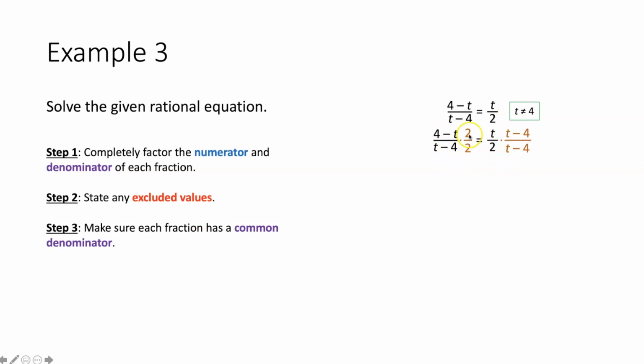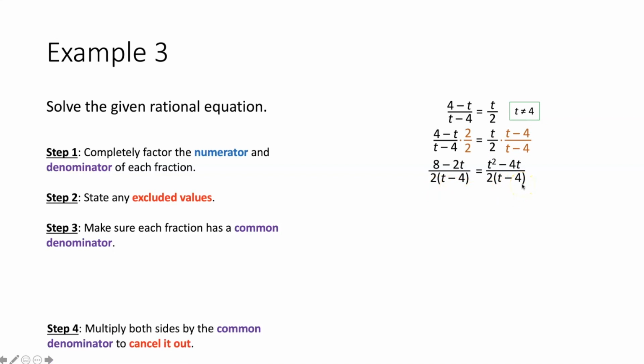Now let's simplify these. Over here, I'm going to distribute the 2 to the 4 and to the minus t in my numerator, and in my denominator, I'm just going to leave it factored out, 2 times the quantity t minus 4. We always do that just in case something cancels out at the end. Then we're going to put that equal to, and then we're going to distribute the t in my numerator to the t and to the minus 4. So it becomes t squared minus 4t. And again, in my denominator, I just leave it factored out. Now look, both fractions have a common denominator.